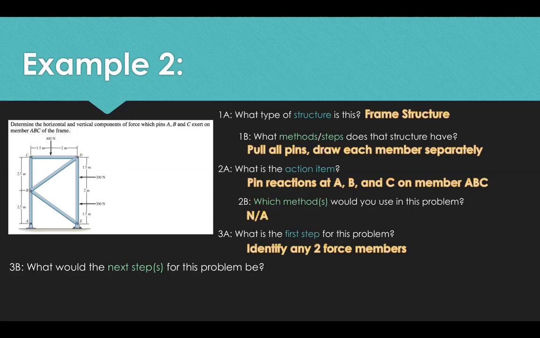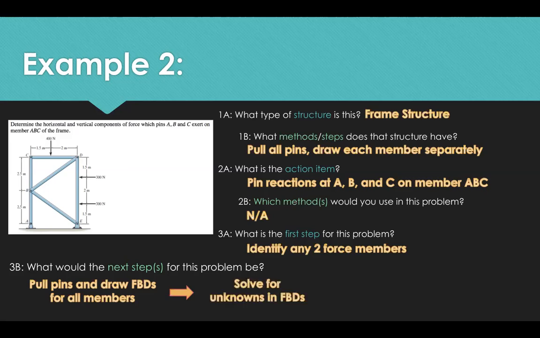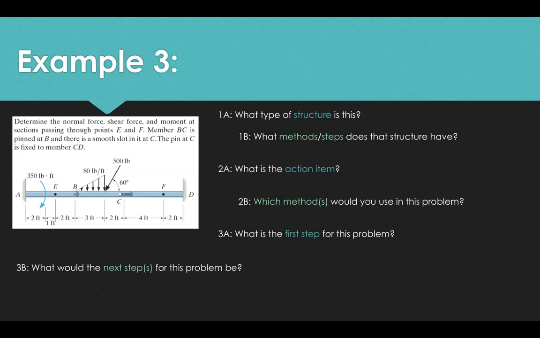Put all the reactions of the pins. Exactly. So you pull all the pins out and draw free body diagrams. And then what? You just got to go through where you can and solve for variables and find them all, I guess. Exactly. So you just solve for your unknowns. Very good. Oh, this is the same one that's on the review. Yeah, all of these questions are from the review.